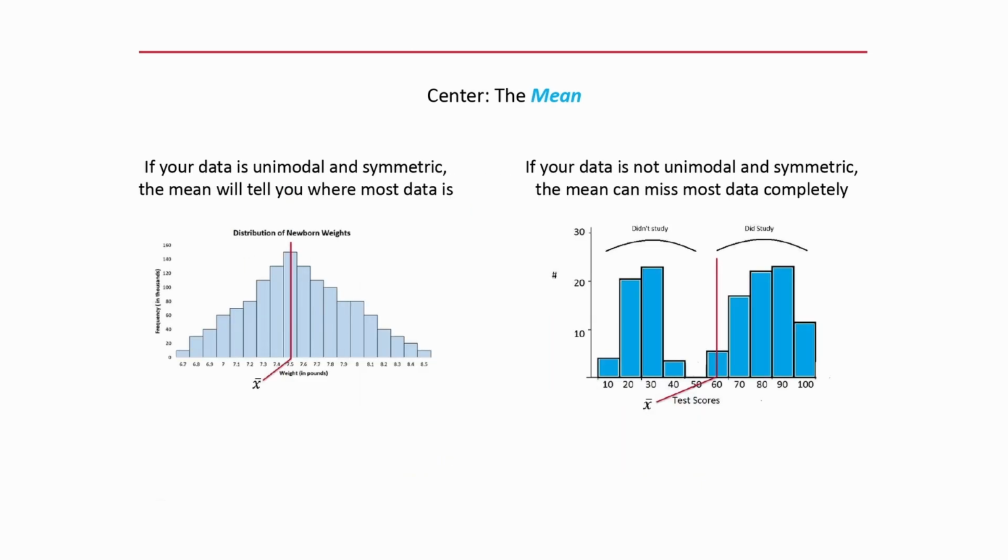So long story short, if your data is unimodal and symmetric, and again, it doesn't have to be exact, your mean will tell you basically where most of your data is. But if your data is not both of those things, and again, it's a matter of degree, not black or white, the mean can miss most of your data completely, just like in these test scores.